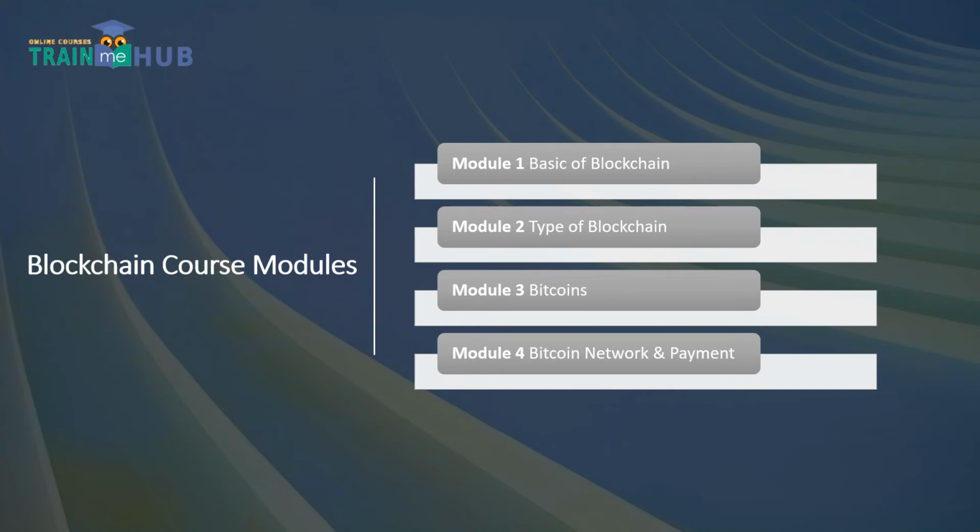Module 4, Bitcoin networks and payments. In this, we'll cover topics like Bitcoin networks and Bitcoin wallets, Bitcoin payments, Bitcoin investments, and how to sell Bitcoins, Bitcoin Improvement Proposal, BIPs. In this course, we haven't included DApp, that is a decentralized application, and Ethereum. We will make a separate course for this. We'll solely focus on DApp and its development and how it connects to the Ethereum.